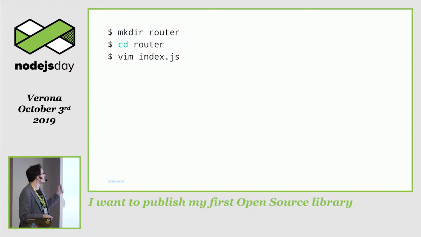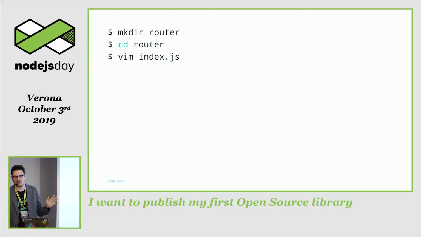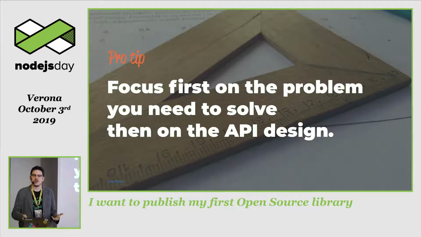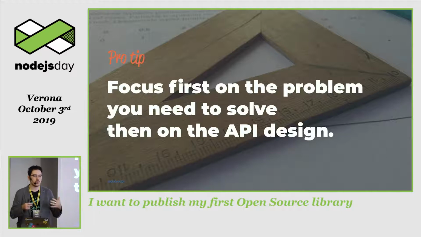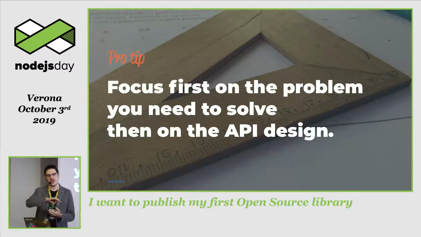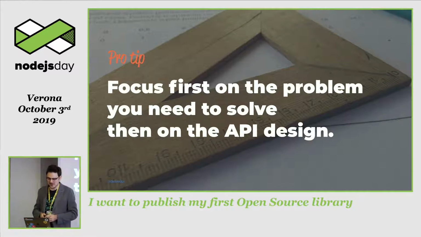So let's start. Let's create a folder, a router, because I'm very good at naming things. Go inside and start writing code. When I start working on a new project, the approach that I would definitely recommend is to focus first on the problem you need to solve, and then on the API design. This is because if you focus first on the API design, you will probably miss the final goal, and you will need to adapt the core functionality to the API. It's not as easy as it seems. Well, if you work first on your core functionality and then shape the API around it, you will have a way better experience during your work.